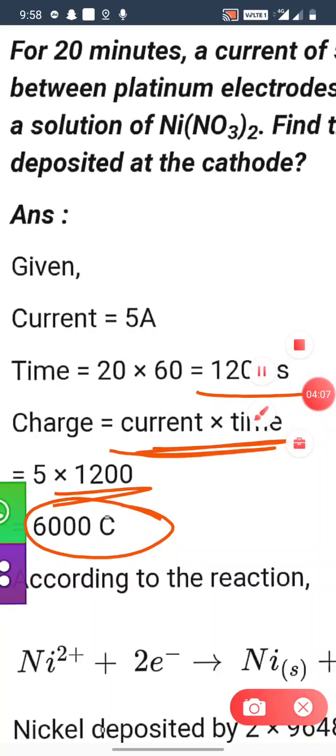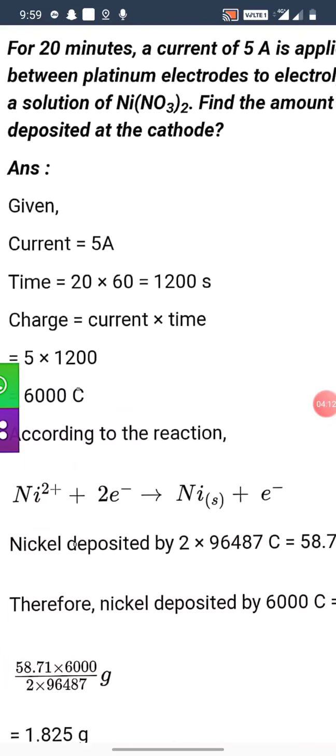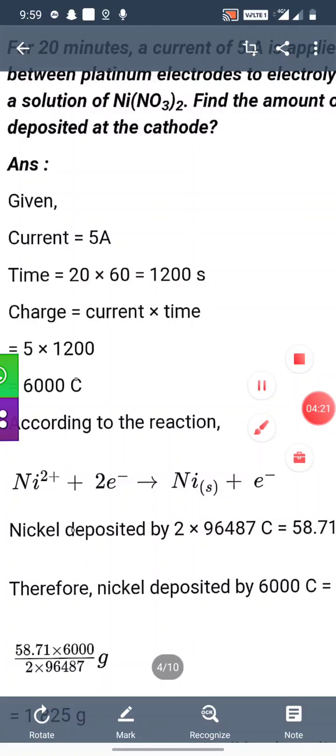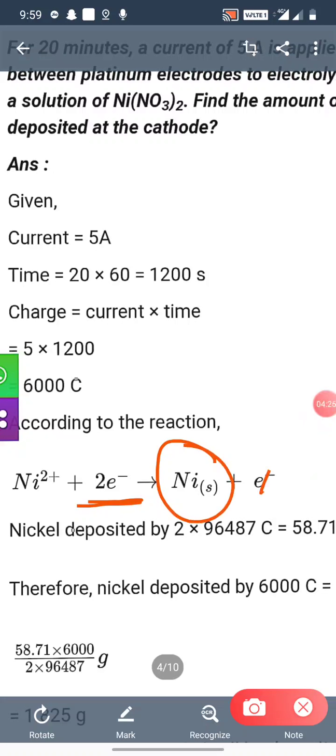Now according to the question, the reaction that you'll have is Ni2+, because in case of nickel nitrate, the charge over nickel is 2+. It will gain 2 electrons, and it will get converted into nickel solid. This electron is mentioned here by mistake, so this electron will not be here. Nickel 2+ will gain 2 electrons and will get converted into nickel solid. Now nickel that gets deposited will be 58.71 gram. This is the atomic mass of nickel, and the charge required will be 2 Faraday.